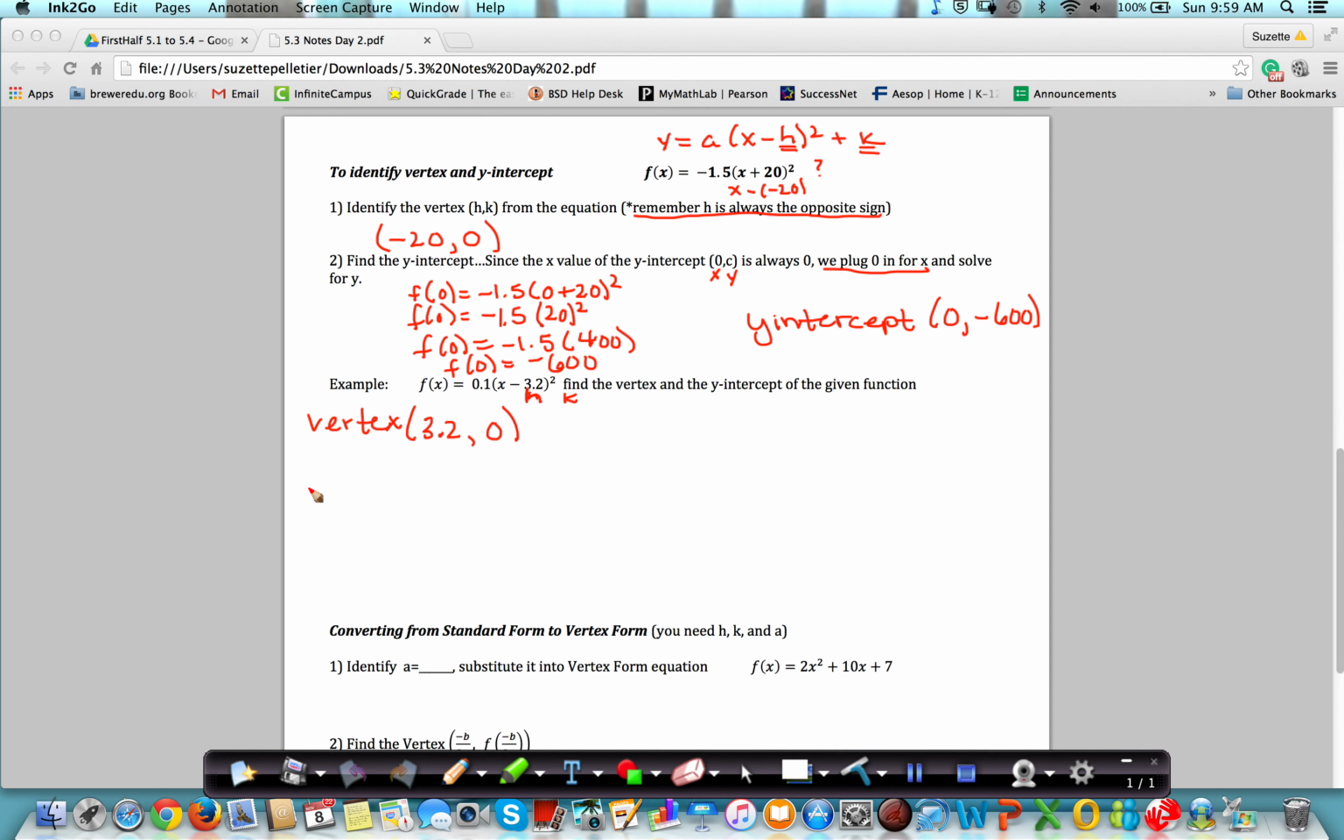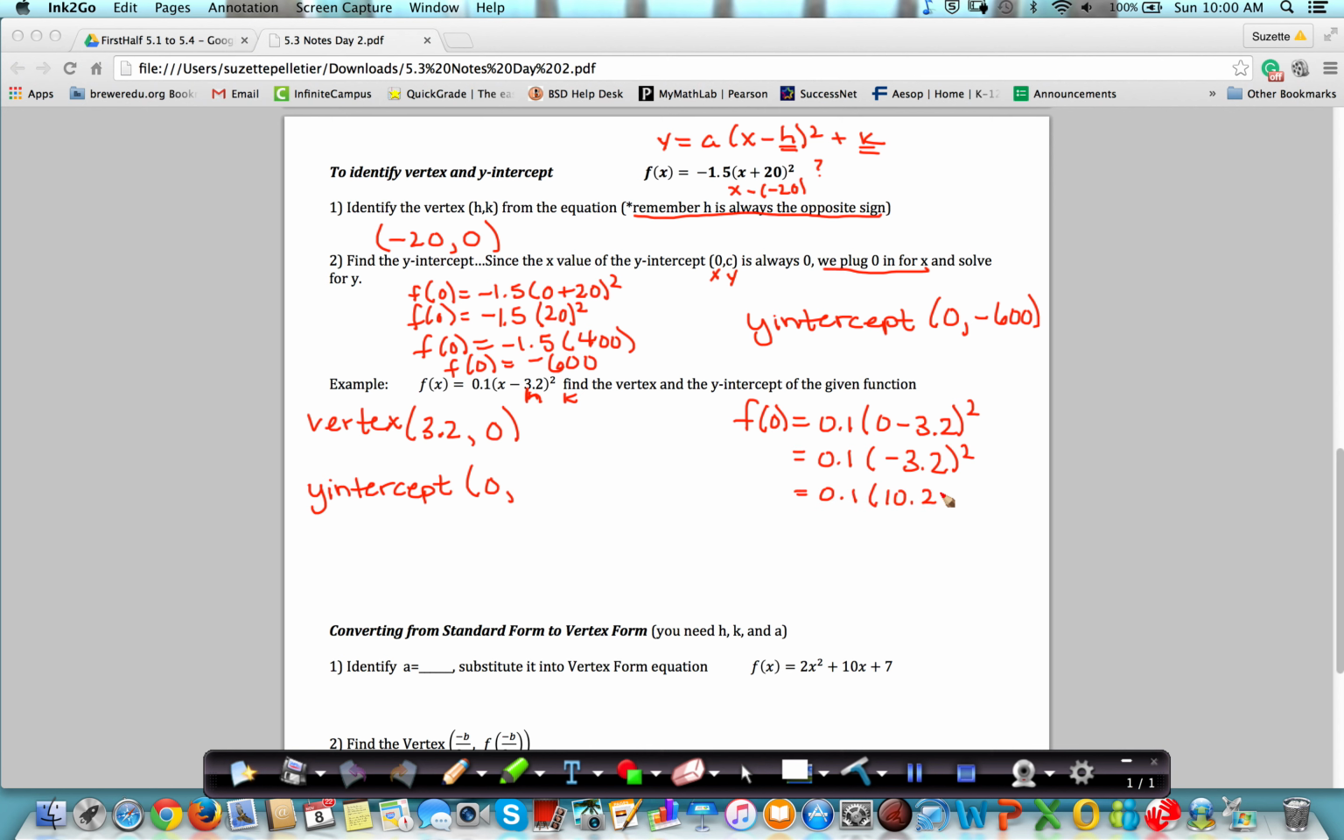To find the y-intercept, we always know that the x-coordinate is 0, so we're just going to plug and chug. F of 0 equals 0.1 times 0 minus 3.2 squared. So 0.1 times negative 3.2 squared. Negative 3.2 squared is 10.24.